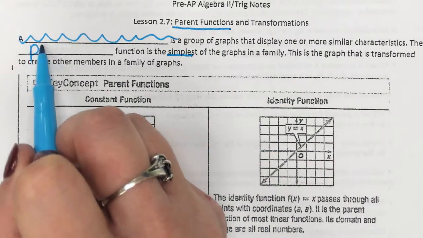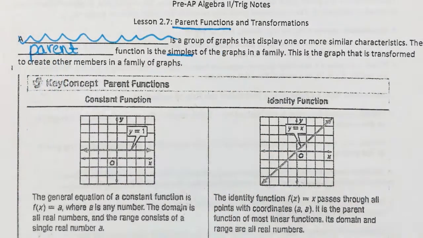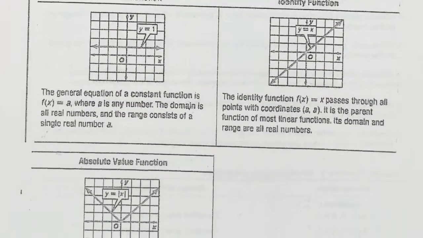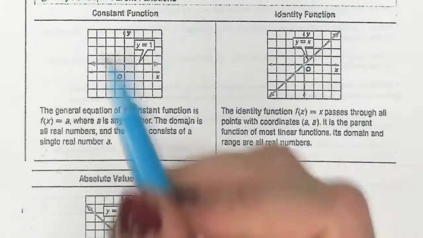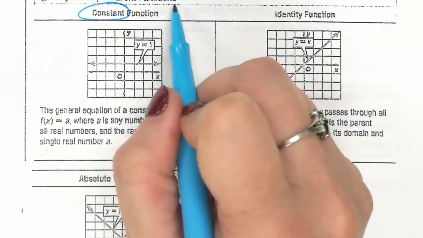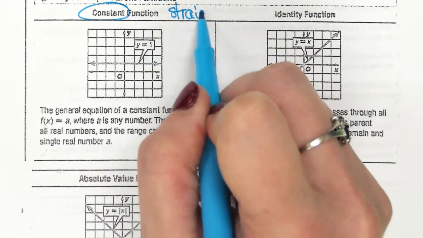The parent functions. Do you remember all those parent functions that we did? We did a whole bunch of them, right? We're about to go over a few of them right now. All right, so what's a constant function look like? It looks like a straight line, right? So let's put straight line.